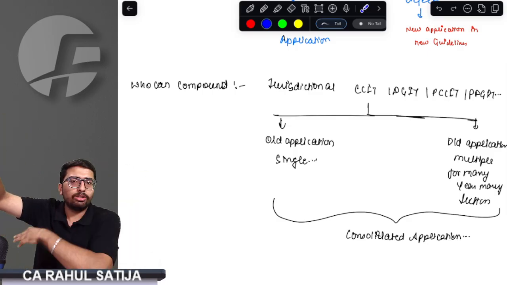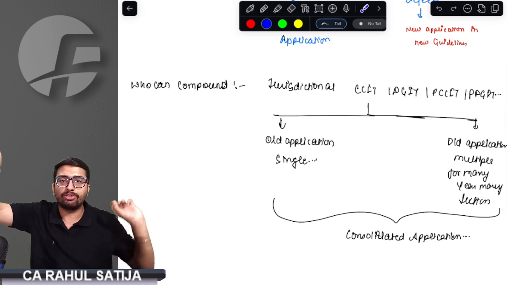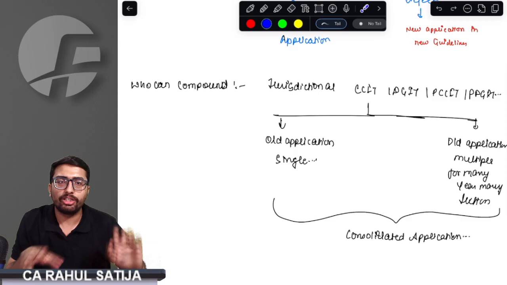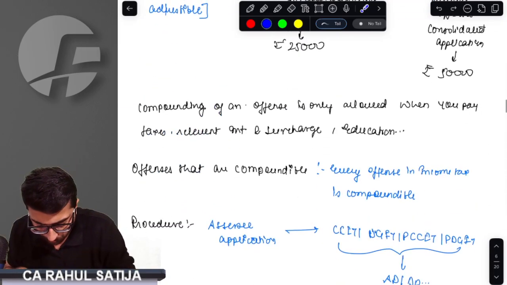So if already received, ignore. If rejected, then apply under the consolidated form, a consolidated application. If pending, then ignore, because that old application will be considered as a new application. Sir, got it.